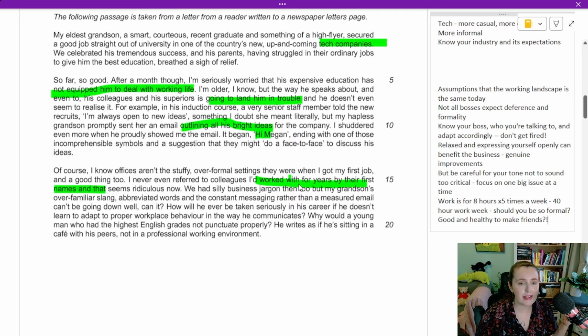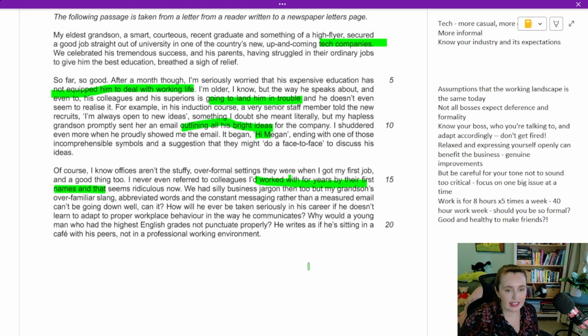We had silly business jargon then too, but my grandson's overfamiliar slang, abbreviated words and constant messaging rather than measured email can't be going down well, can it? How do you know? By your own admission, you've never worked in this sector, so how will he ever be taken seriously in his career if he doesn't learn to adapt to proper workplace behaviour in the way that he communicates?